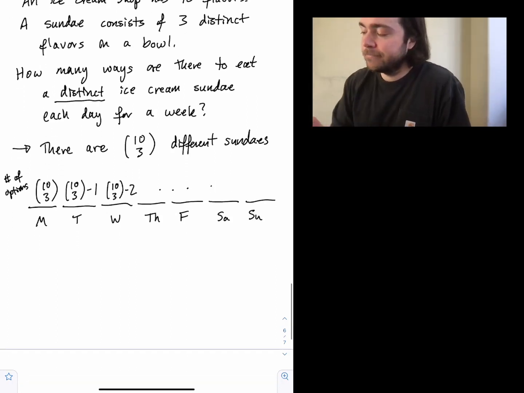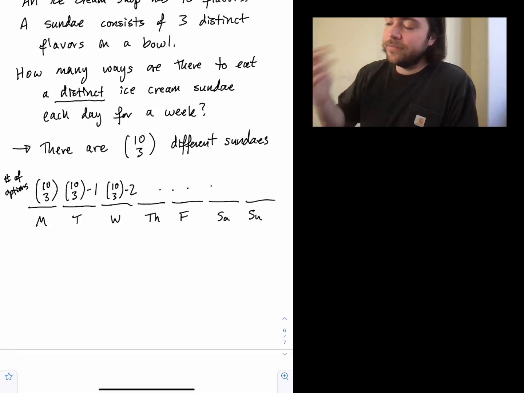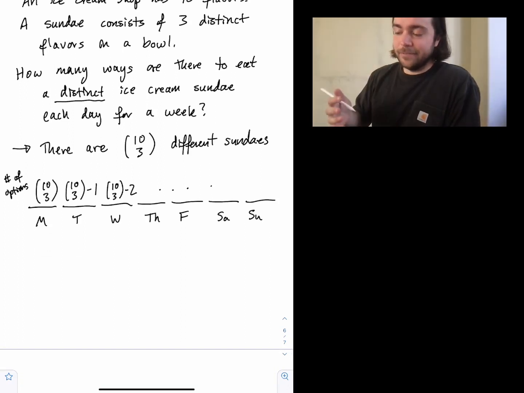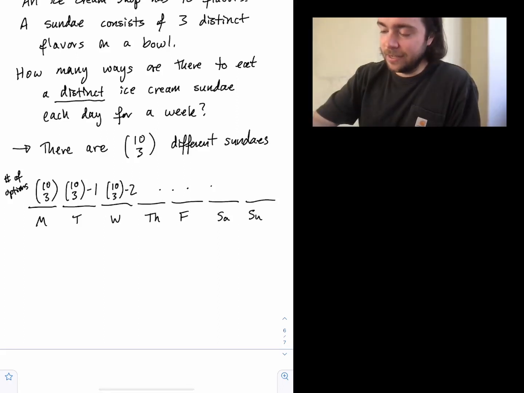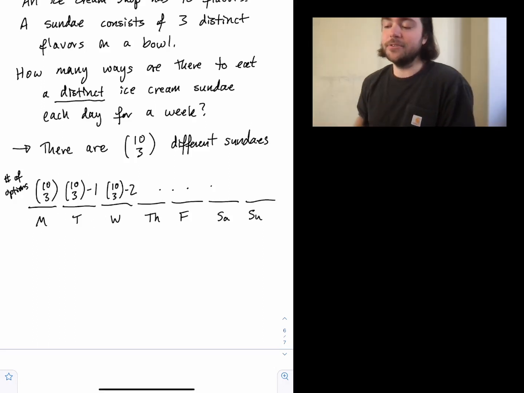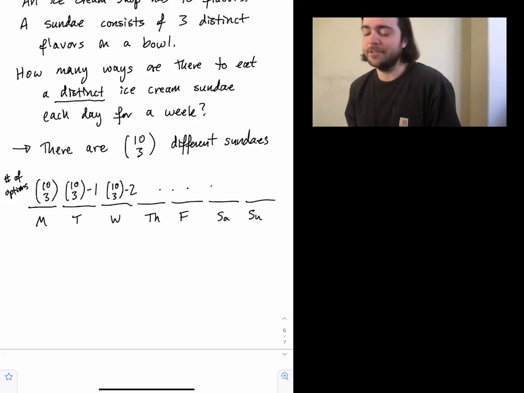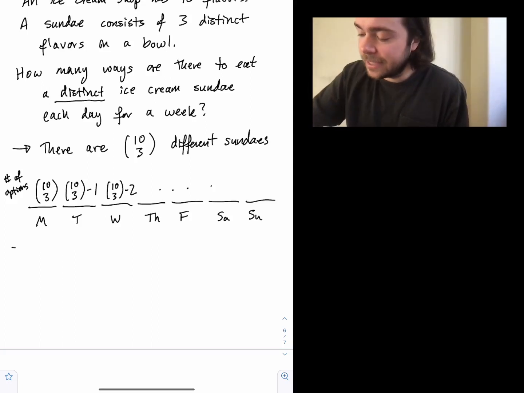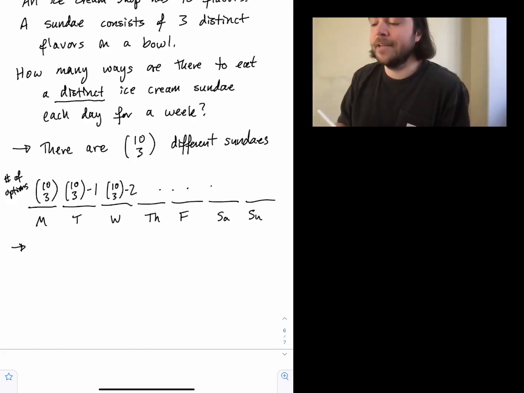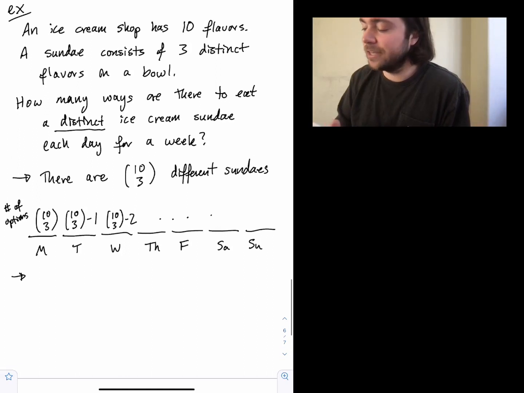So what do we really want here? Well, we already figured out there's 10 choose 3 different sundaes. Now we want how many different orderings. Order matters. Eating some sundae on Monday and some other sundae on Tuesday is different than eating that other sundae on Monday, and then eating the Monday sundae on Tuesday. Those are 2 different things. Those are 2 different schedules of eating ice cream sundaes on each day of the week. So order matters here. And that's the pattern of thinking we fell into. We didn't have to memorize anything. It just appeared naturally in the problem.